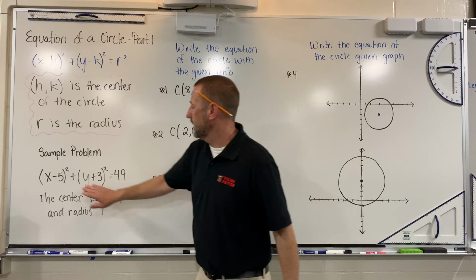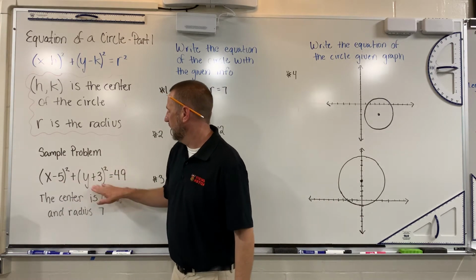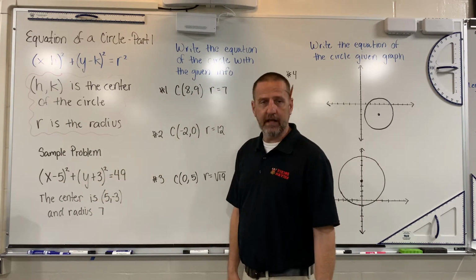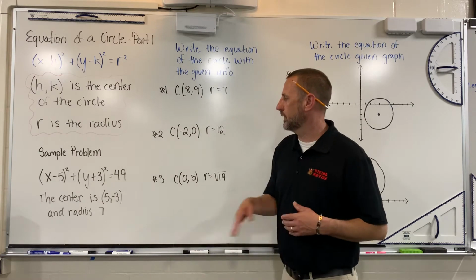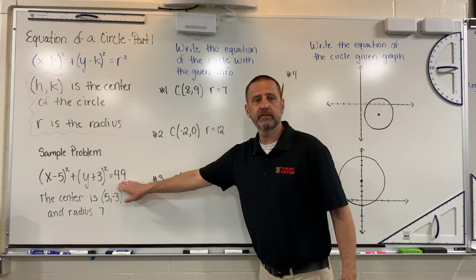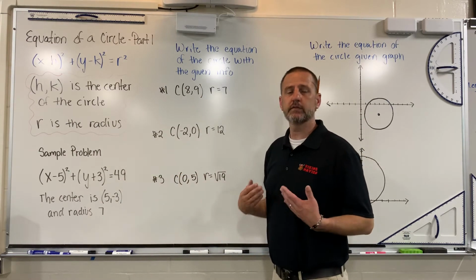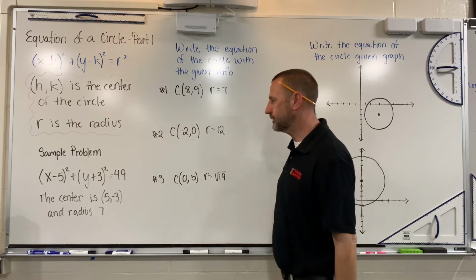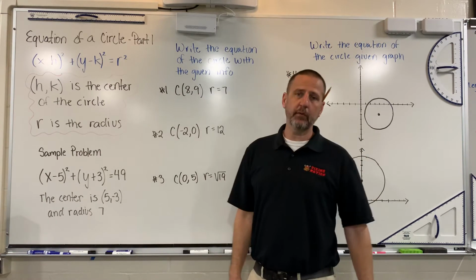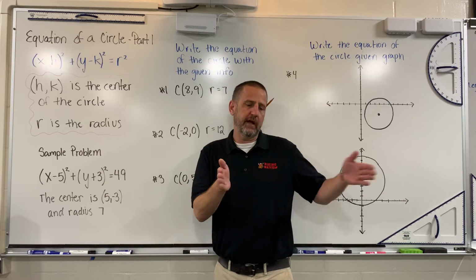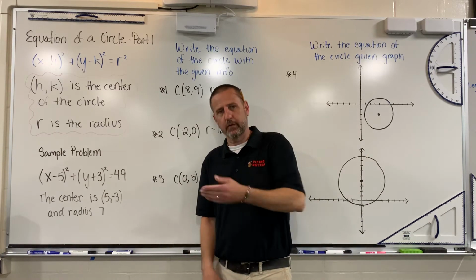So with that being said, this is a 5, and then our k is a negative 3, and then our radius is whatever the square root of the last number is. So in this case, it's 49, so the square root of 49 is 7. So think of this like Pythagorean theorem: 5 across, 3 up, and then the radius as the diagonal.